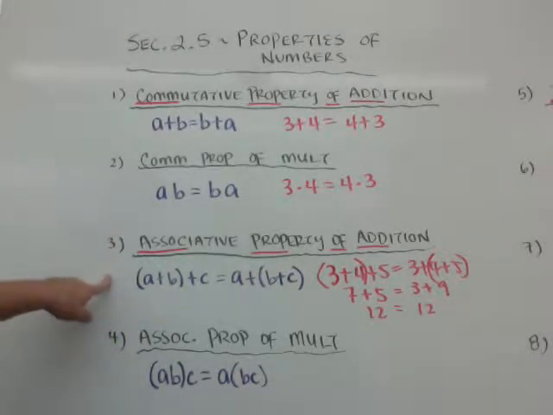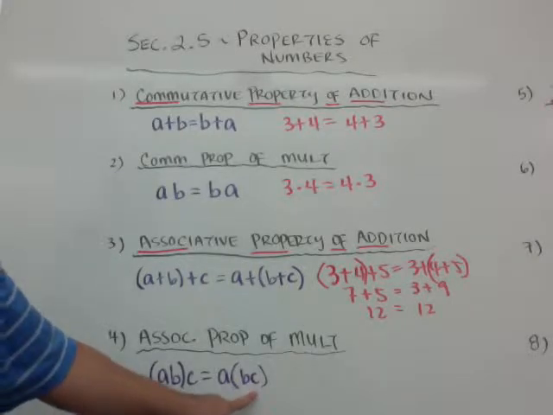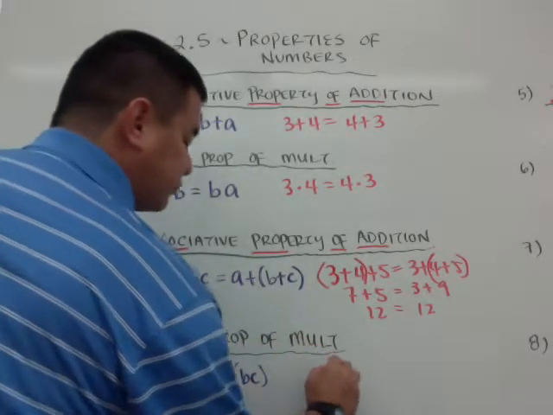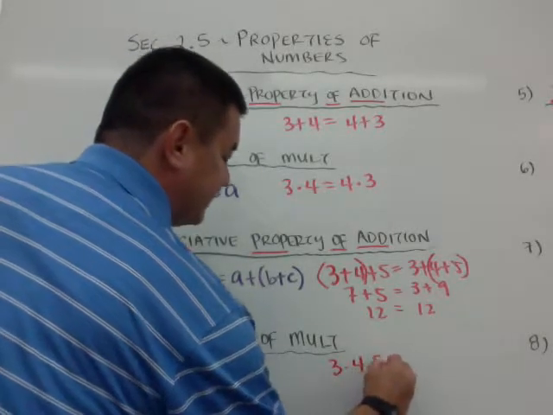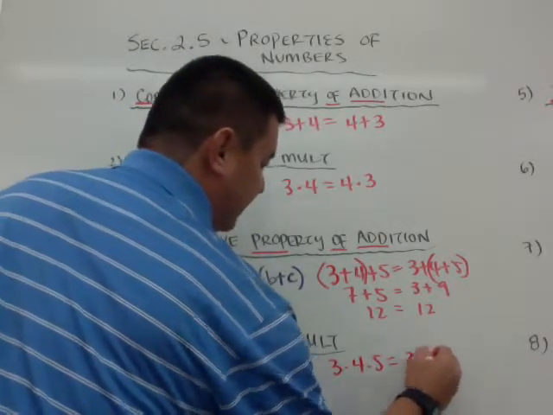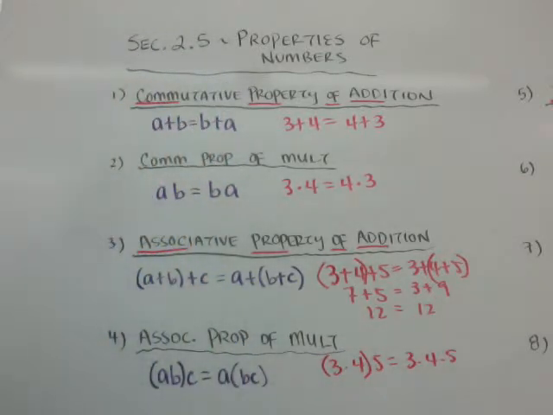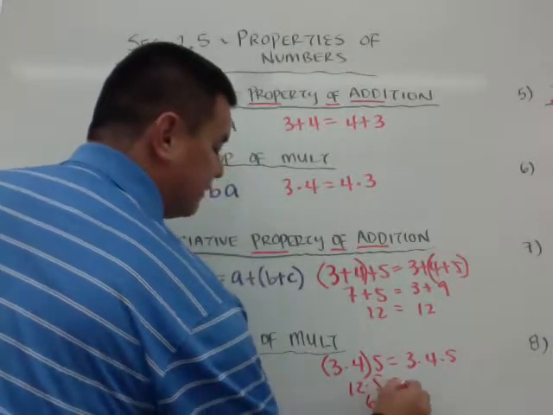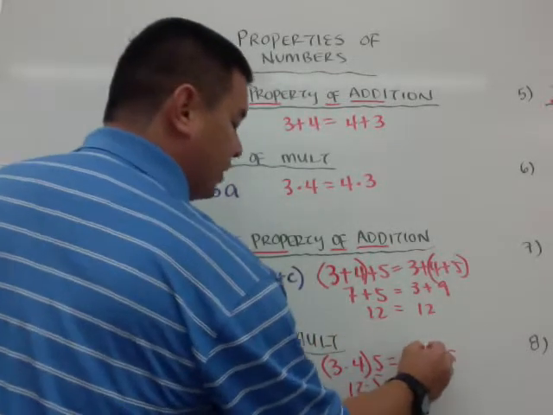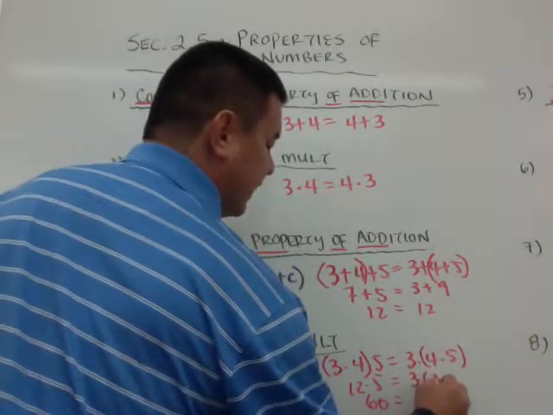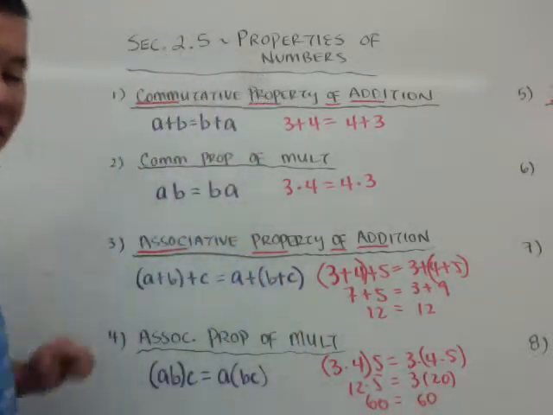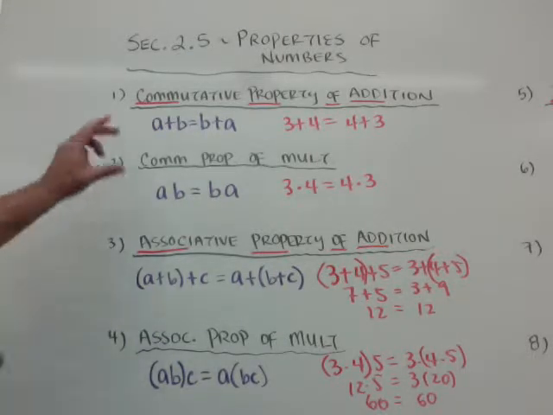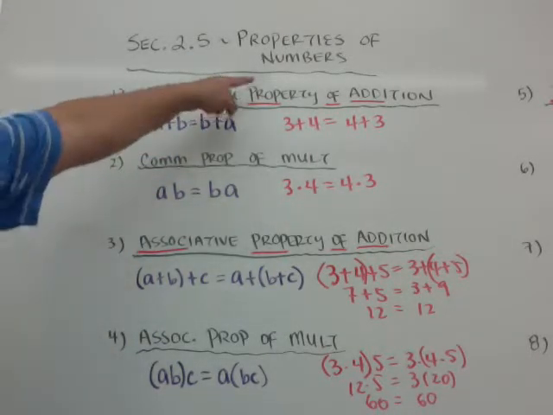So, associative property of addition. Associative property of multiplication is the same thing. You can see that B is grouped with A here, and in this case B is grouped with C. So it's just again grouping. If I said 3 times 4 times 5 is equal to 3 times 4 times 5, and if I wanted to do this one first, I would get 12 times 5, which is equal to 60. And if I did the 4 times 5 first, I'll get 3 times 20, which is still equal to 60. So commutative property and associative property work for addition and multiplication.